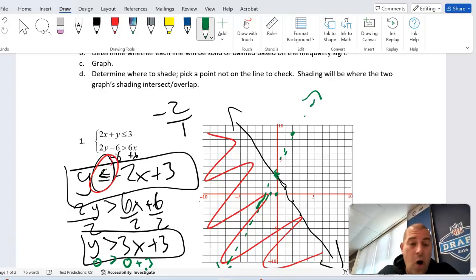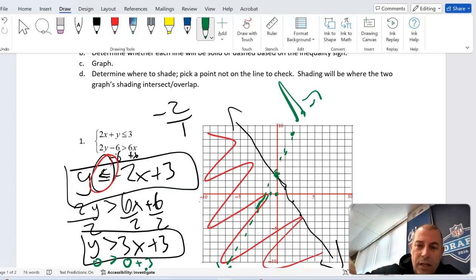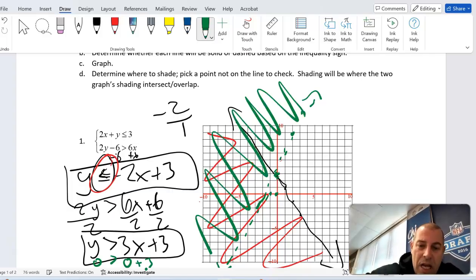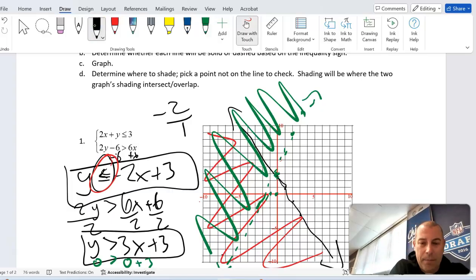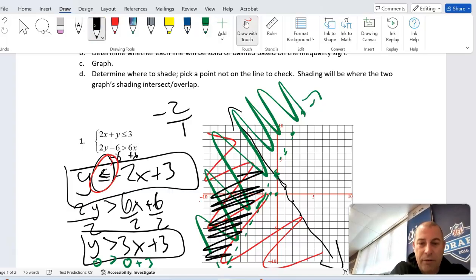Is 0 less than negative 1? No, it's not. So it's actually going to be shading above it, because we have to do the other side. My answer is the overlap. Where's my overlap at? I'm going to bust out the black ink here. My overlap is everything. So this is my official answer.